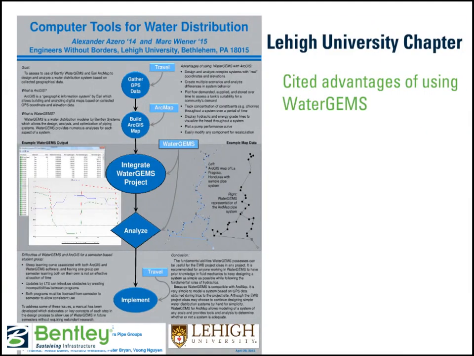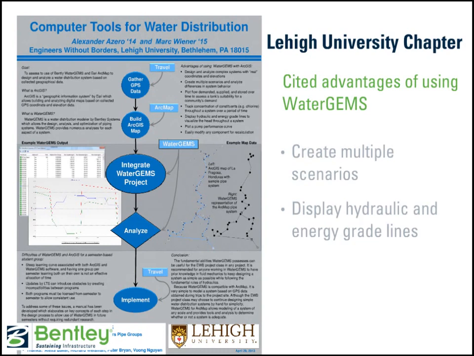This poster was created and provided courtesy of the Lehigh University chapter of Engineers Without Borders. They developed guidelines on why the WaterGEMS model worked for their chapter. These are a few of the advantages they cited for using our program. They could create multiple scenarios and analyze differences in their system behavior, display hydraulic and energy grade lines to visualize the head throughout a system, and plot flow demanded, supplied, and stored over time. That's data that could be used for assessing a tank's suitability for a community's demand, for example.